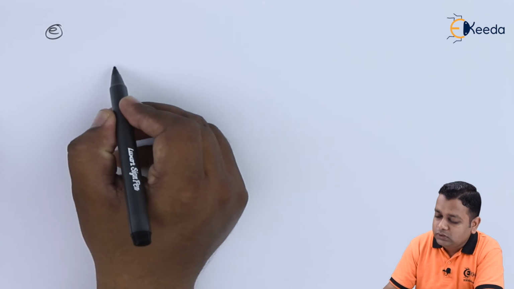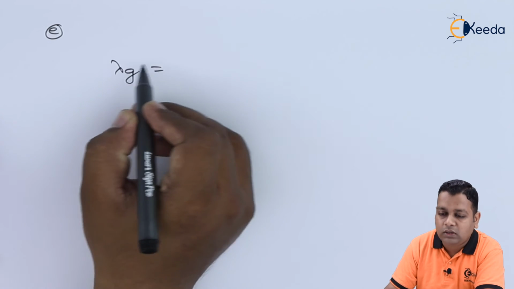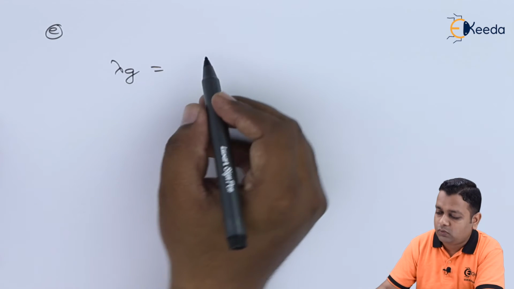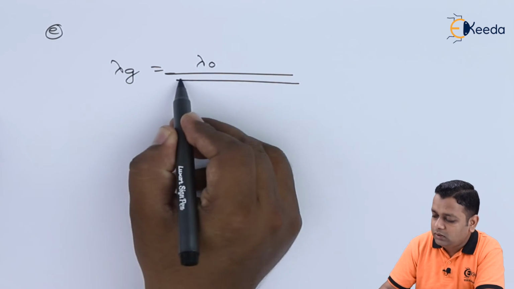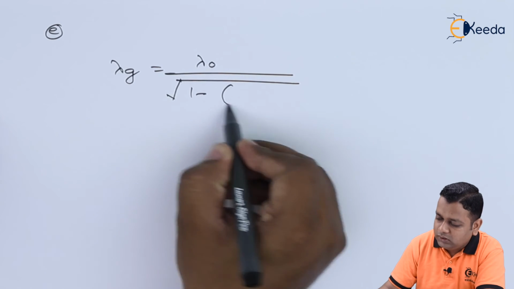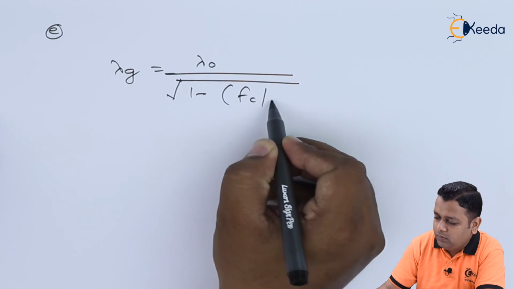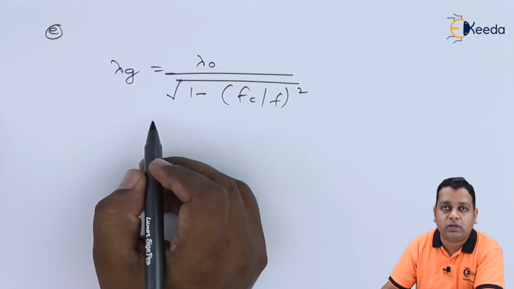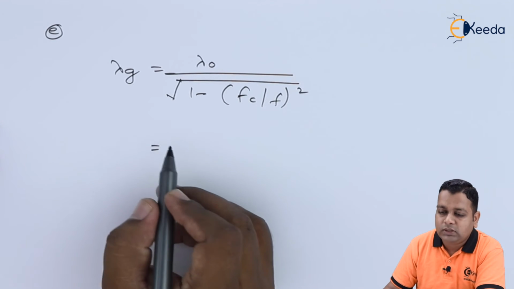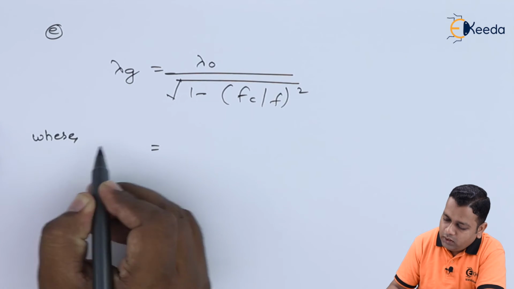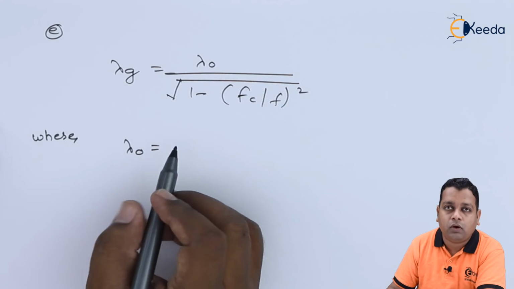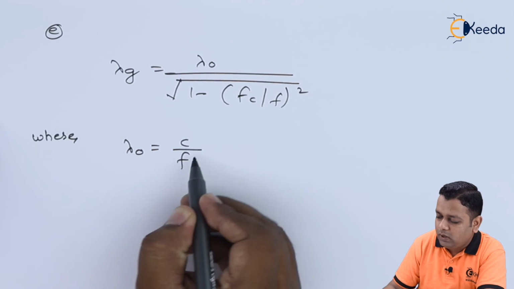So we get the convenient representation of lambda suffix g is equal to lambda suffix 0 divided by the square root of 1 minus, here we make fc by f, bracket squared. So in this representation, we can have lambda 0 obtained from the ratio c by f.